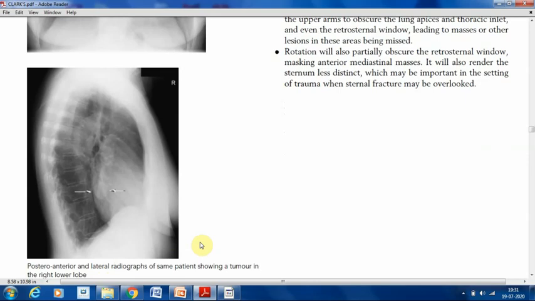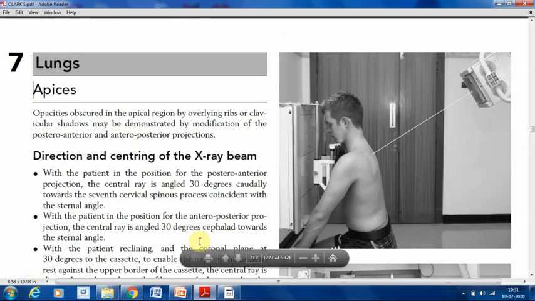So you can see this is the anterior, posterior and lateral radiography for the same patient. The tumor is there in the right lower lobe. Okay, that is the reason it is taken. So, next view.